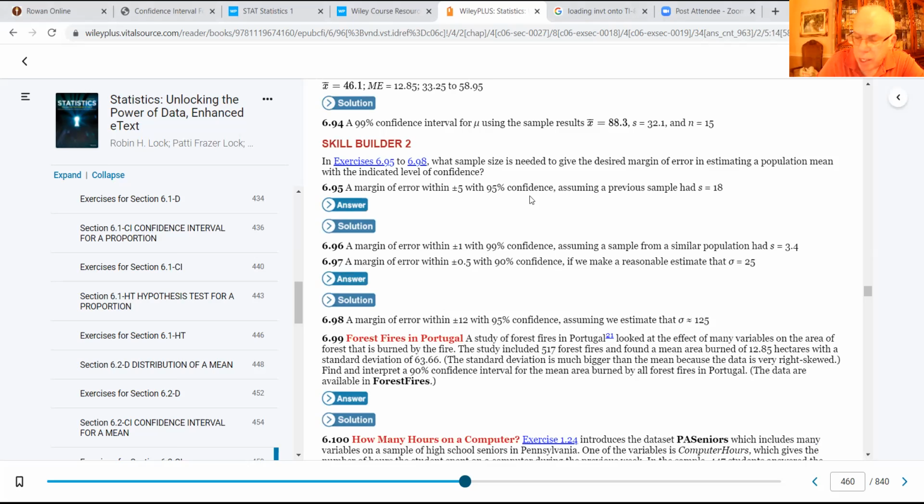18. Now, why do they give you that? Because they're making the assumption here that we should use S, the previous S, as an estimate for the population standard deviation. It's from a previous study, and we'll use that as our estimate for sigma. So let me go to our calculator and do this.